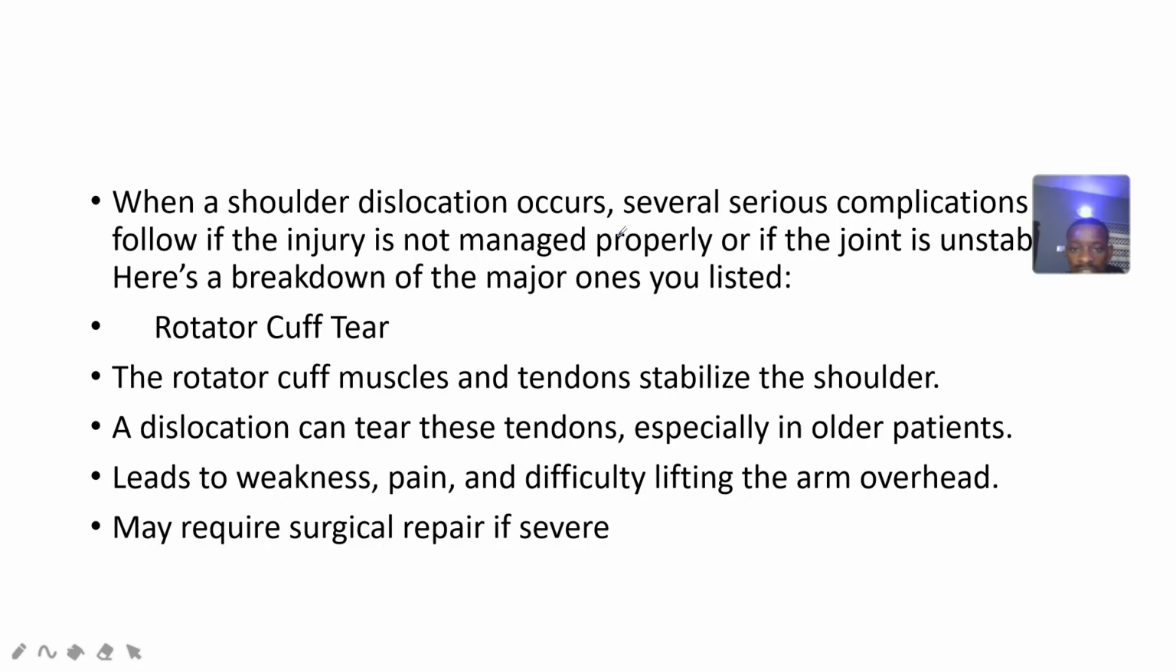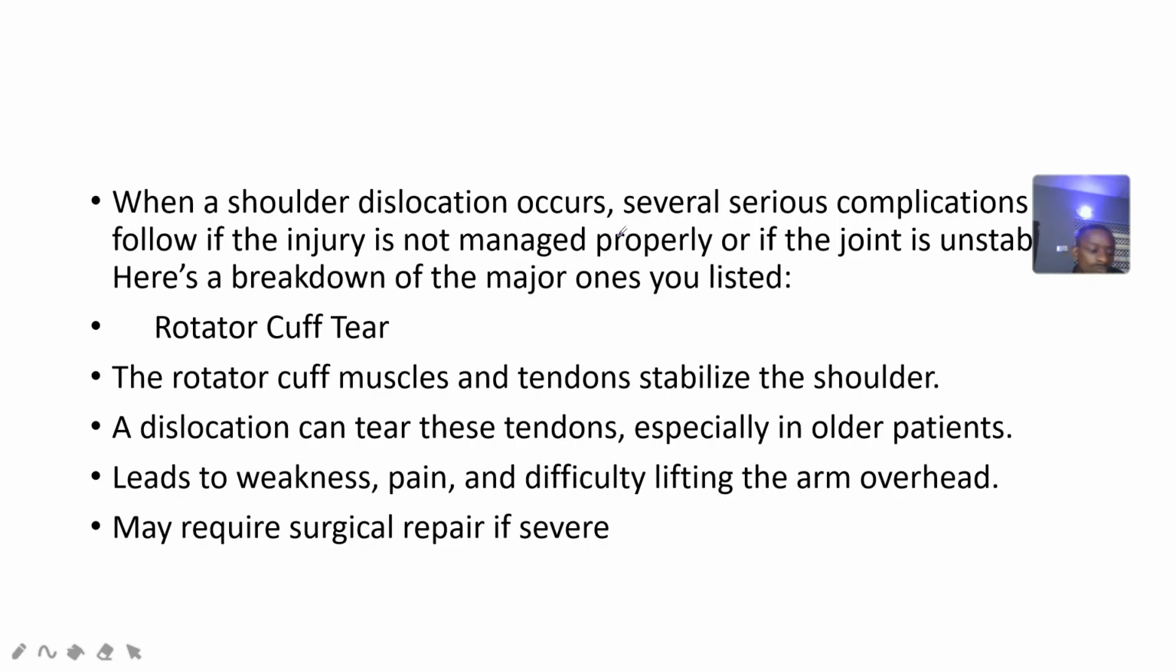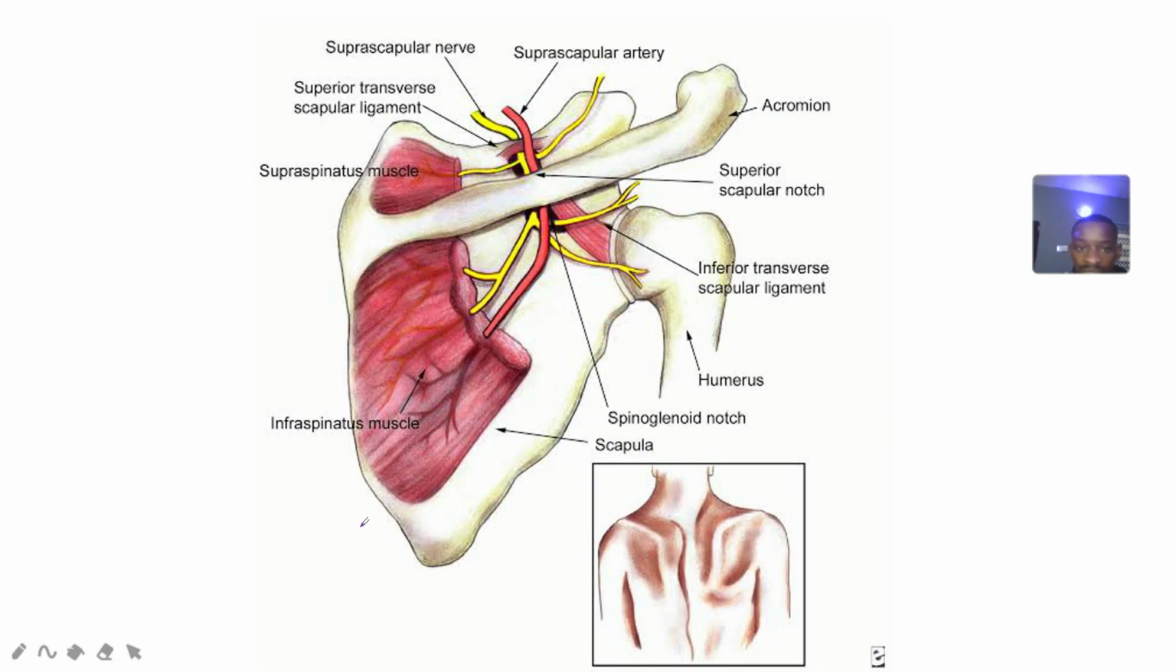So what we have is when a shoulder dislocation occurs, you are prone to have all these injuries and complications. Okay, especially when it's not managed properly or if the shoulder is unstable. So rotator cuff tear, we see that the rotator cuff muscles and tendons they stabilize the shoulder. So a dislocation can actually tear those tendons, especially in older patients. So this leads to weakness, pain, and difficulties lifting the arm up to the head. So it may require surgical repair if possible.